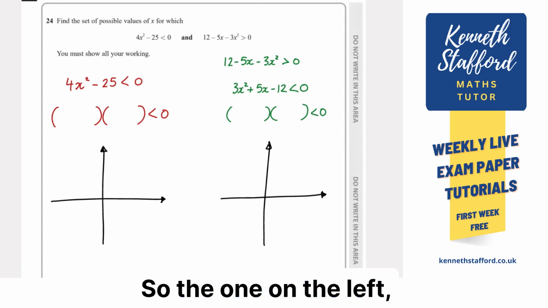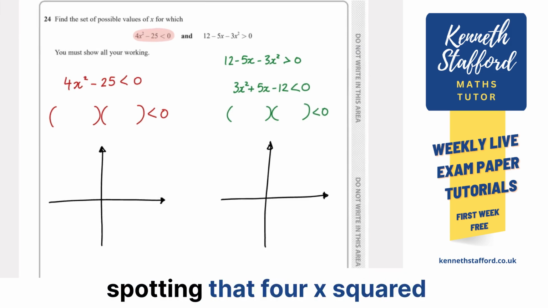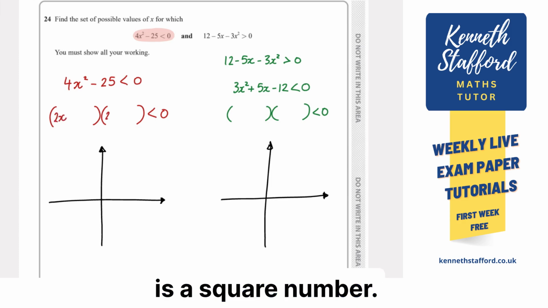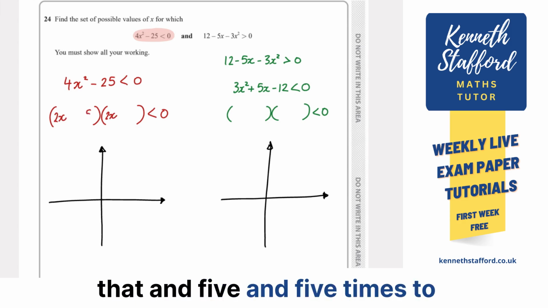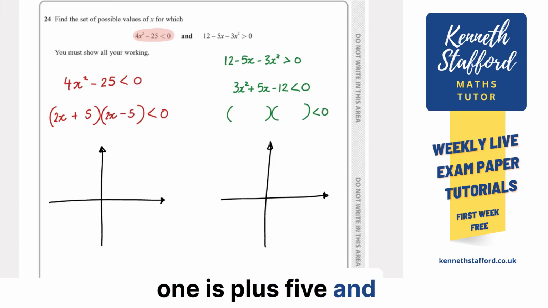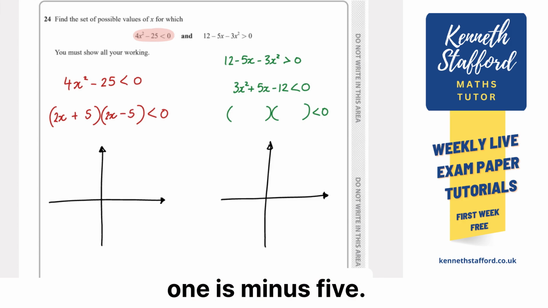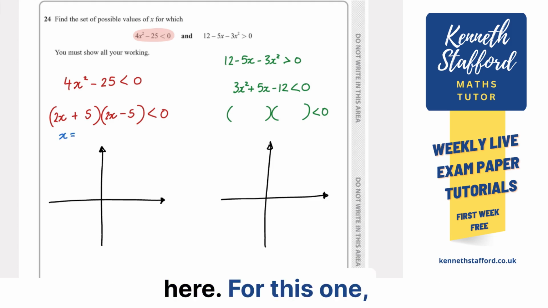So the one on the left, I've put, it needs to go into double brackets. This is a difference of 2 squares, so you need to get used to spotting that. 4x squared is a square number. 2x and 2x times to make that, and 5 and 5 times to make 25. For this to work, 1 is plus 5 and 1 is minus 5. And that gives us 2 solutions. Here for this one, minus 2.5. For this one, x needs to be 2.5.